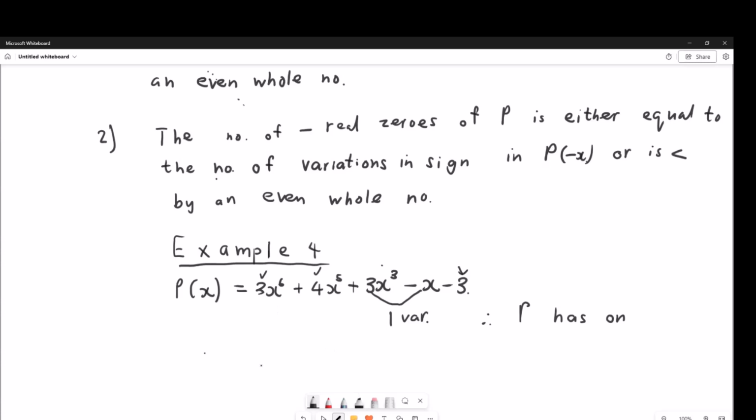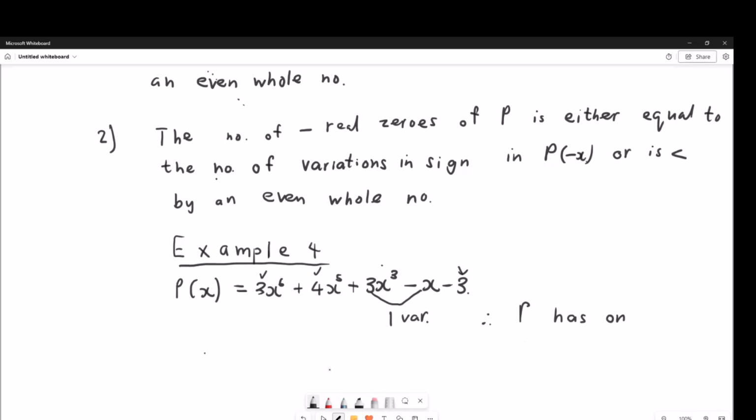And then my screen got stuck again, guys. Can you guys still see the screen? Yes. Okay, great, great. So I'm looking at point 1 of Descartes' rule of signs, guys. Sorry for this.